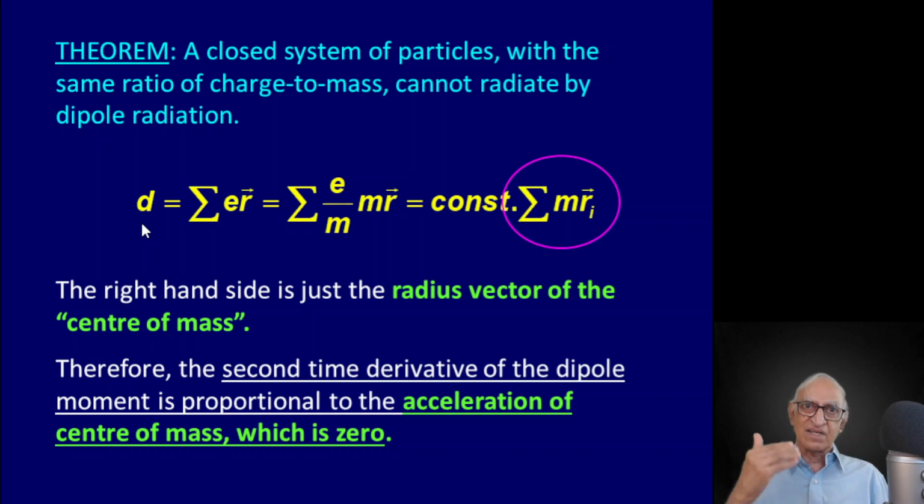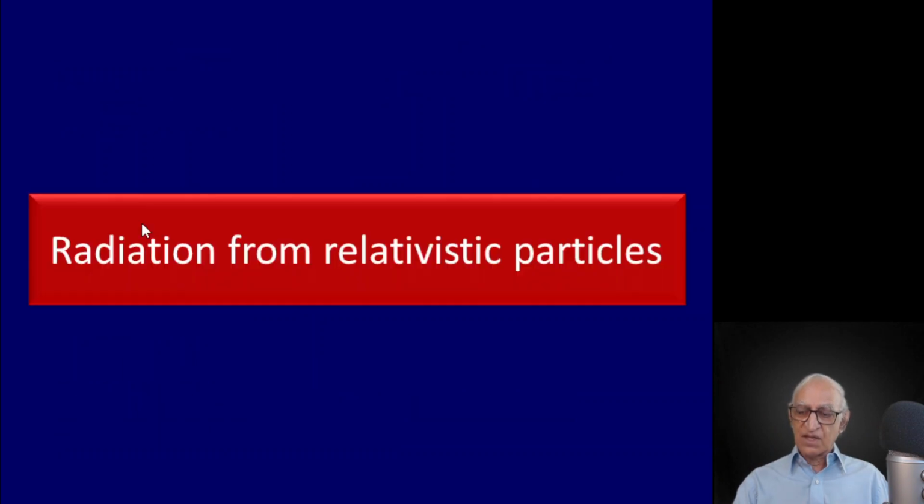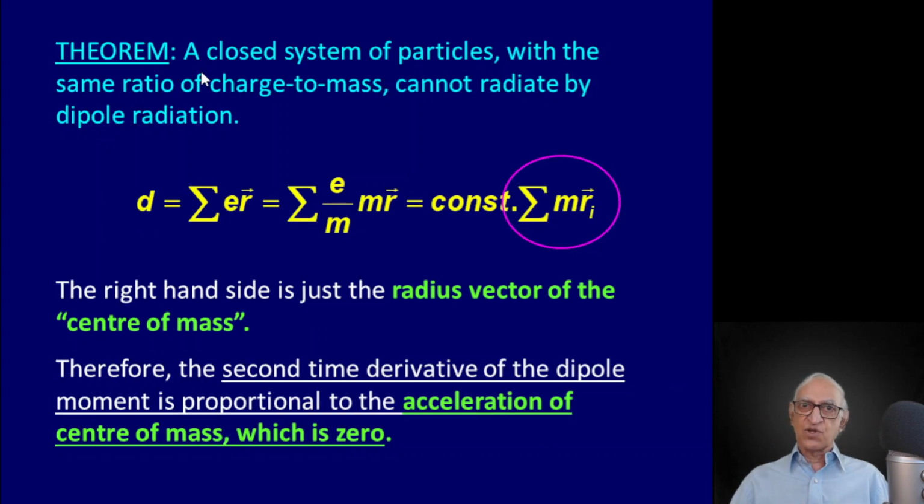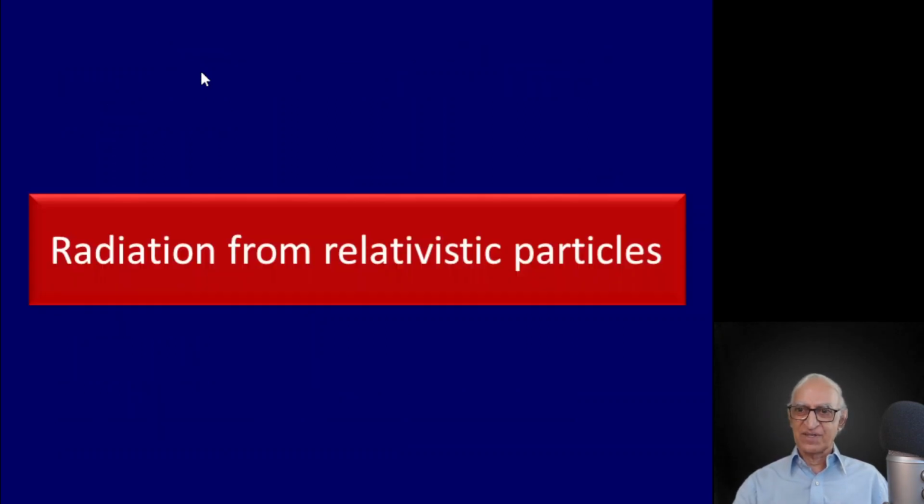There cannot be an acceleration of the center of mass because there are no forces acting on these charges externally. So that's an important theorem. So if I have a collection of electrons, they cannot radiate in the dipole approximation. If I have a collection of protons, they cannot radiate in the dipole approximation. But if I have a collection of electrons and protons, or electrons and ions, then there will be radiation because e over m is not the same for all the particles. And this theorem does not hold.